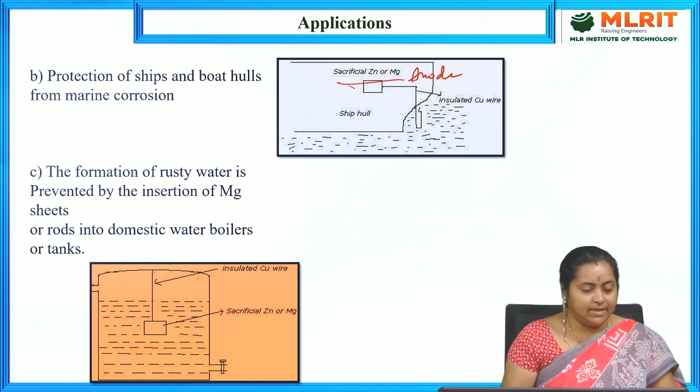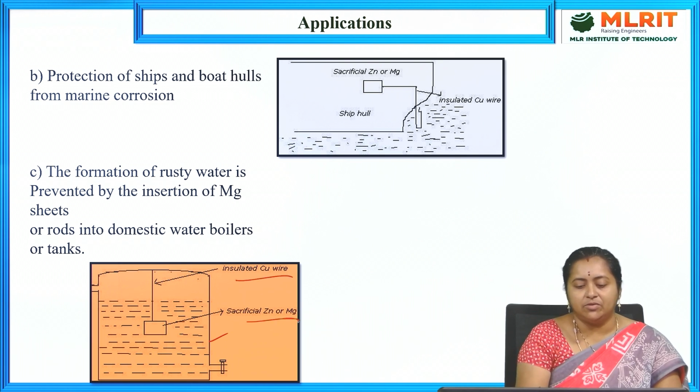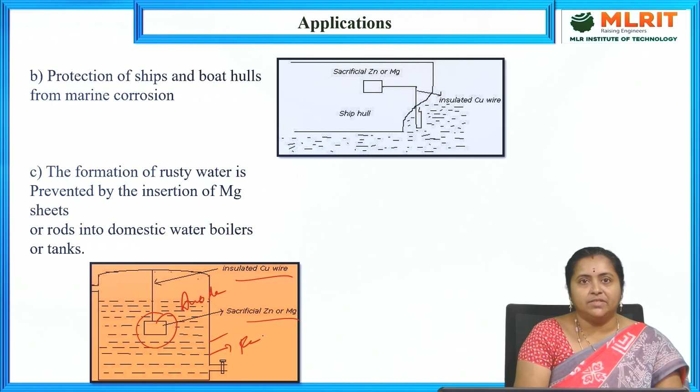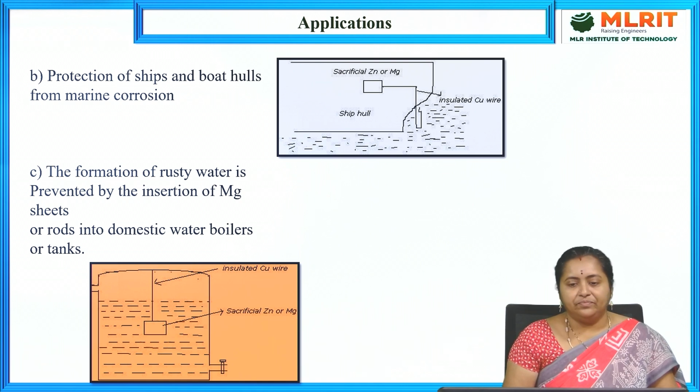And then example 3 is water stored in a container. So this is a storage tank which is made up of an alloy of iron. Into it, using one copper wire, I have hung either a zinc or magnesium block into the water. So this block itself will act like an anode, so that the body of the water tank, which is made up of iron, will be prevented from further corrosion reaction. So this is example 3. Water stored in a container can be prevented from corrosion reaction.